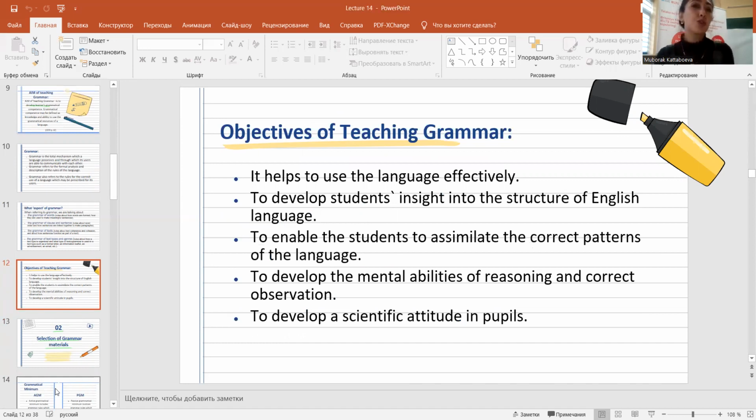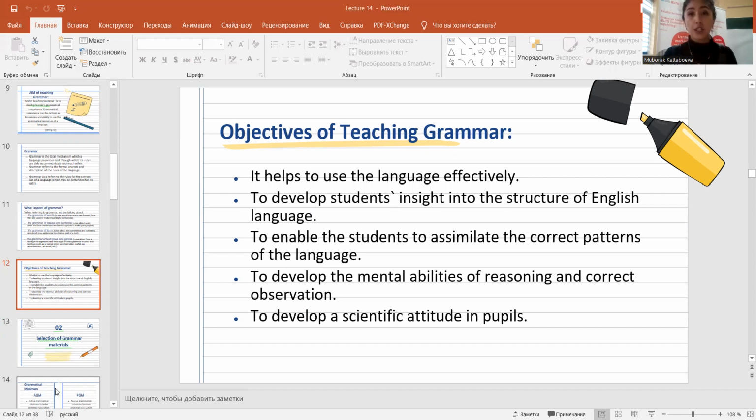Objectives of teaching grammar: it will help us to use the language effectively. With the help of grammar, your students know the rules and they can use the language correctly in a sentence. You need to develop students' insight into the structure of the English language. You will be able to enable the students to assimilate the correct patterns of the language. When you teach one rule, they can apply this rule to similar different situations inside the language.